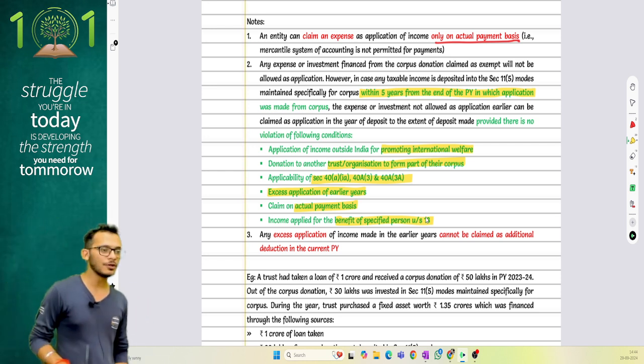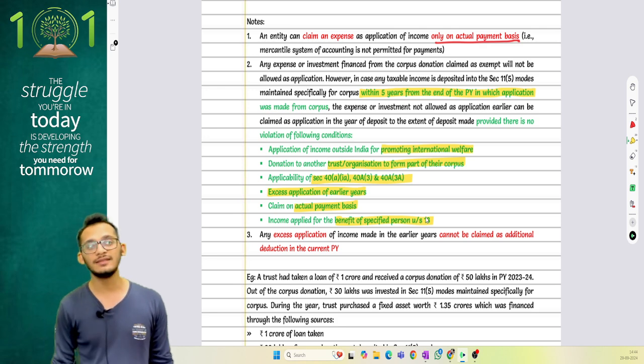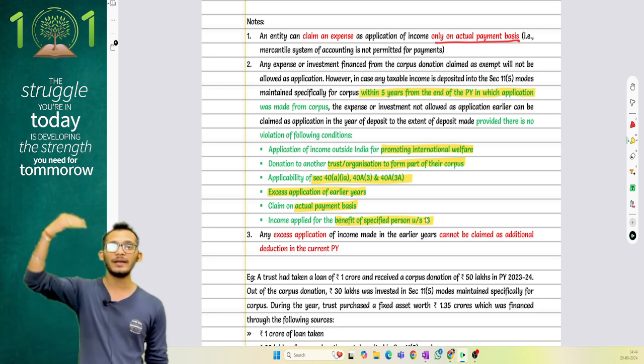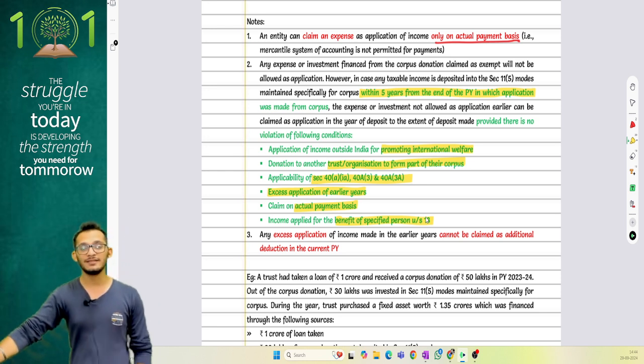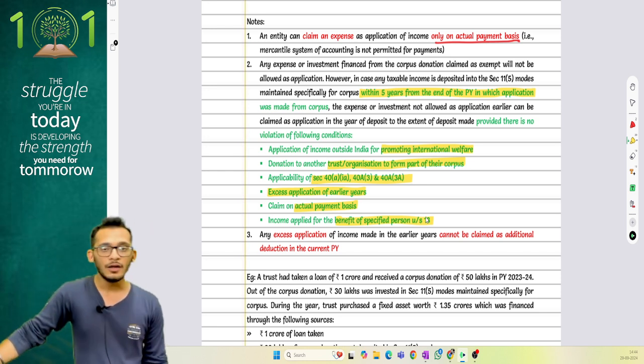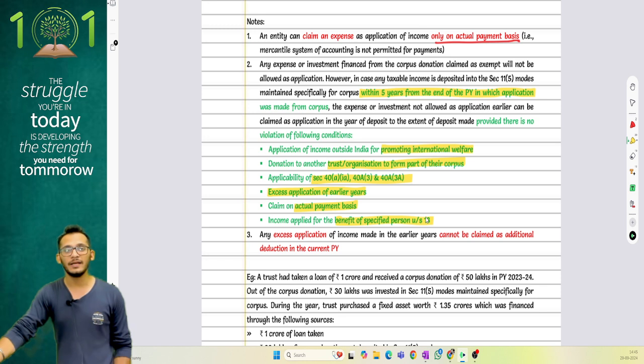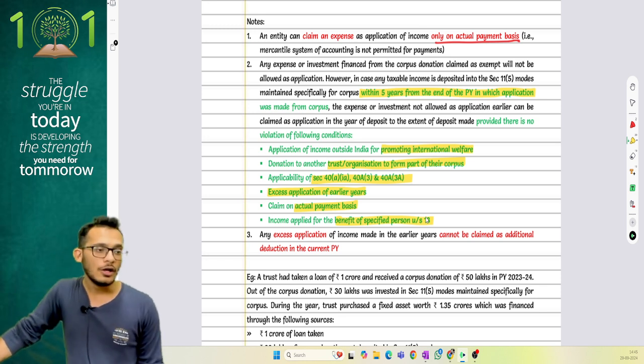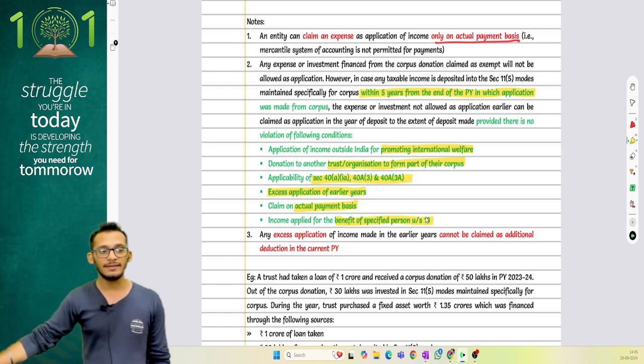Yes. The last thing for you to keep in mind is that any question which comes and says that there is a person who has excess applied in the past years, and is proposing to carry forward in the current year, you will say this is not allowed. Any past year's excess application will be denied for the purpose of application in the current year. It's a gone loss. I do not take that into consideration.